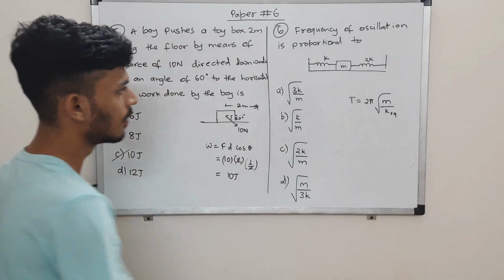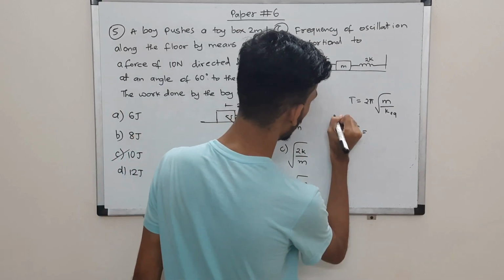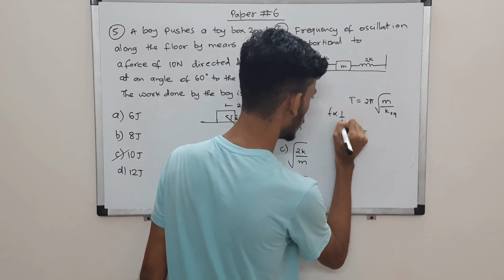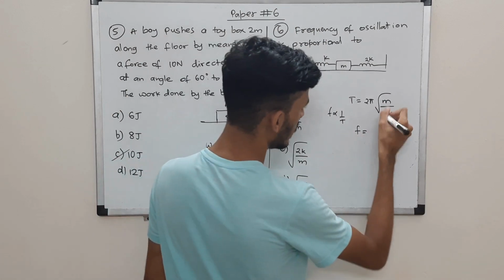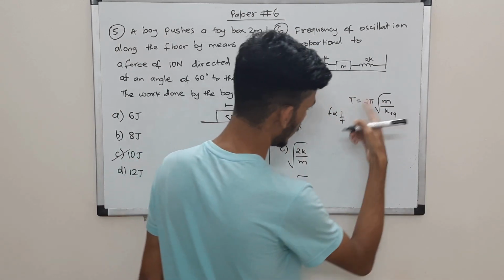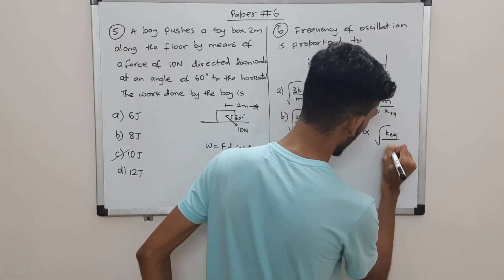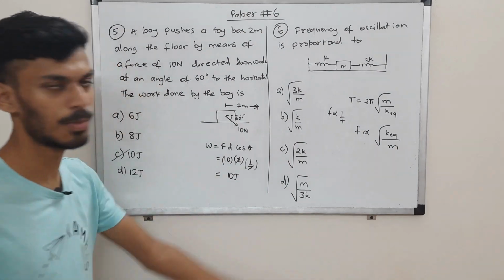Okay, so the frequency is inversely proportional to time, right? So basically it will be proportional to the square root of k equivalent by m. I can directly write proportional, I will just neglect 2 pi, it's a constant. So frequency will be proportional to this.